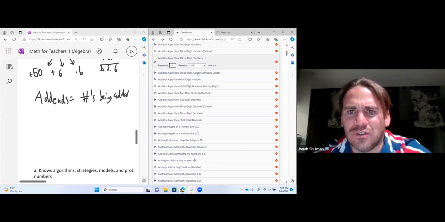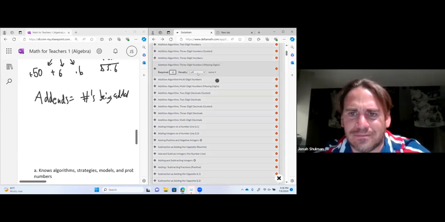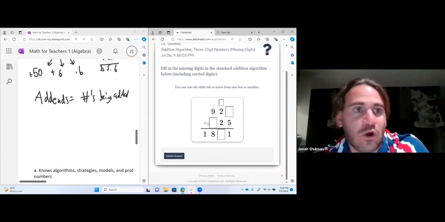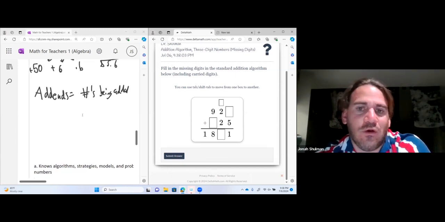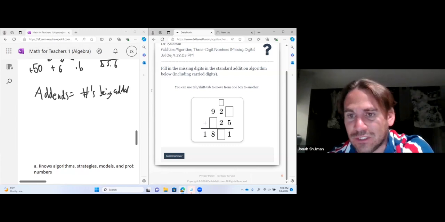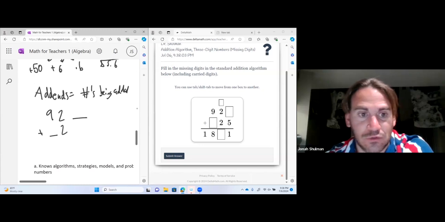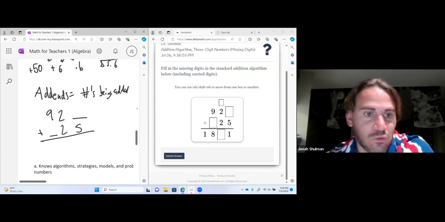All right, so now you've got ones with missing digits. Whew. All right, so our whole goal is to make this harder for students, right? This is like the open middle, all that stuff I was telling you about. So we're missing a bunch of stuff. So we have to figure out, we've got 9, 2, blank, plus blank, 2, 5, equals 1, 8, blank, 1.